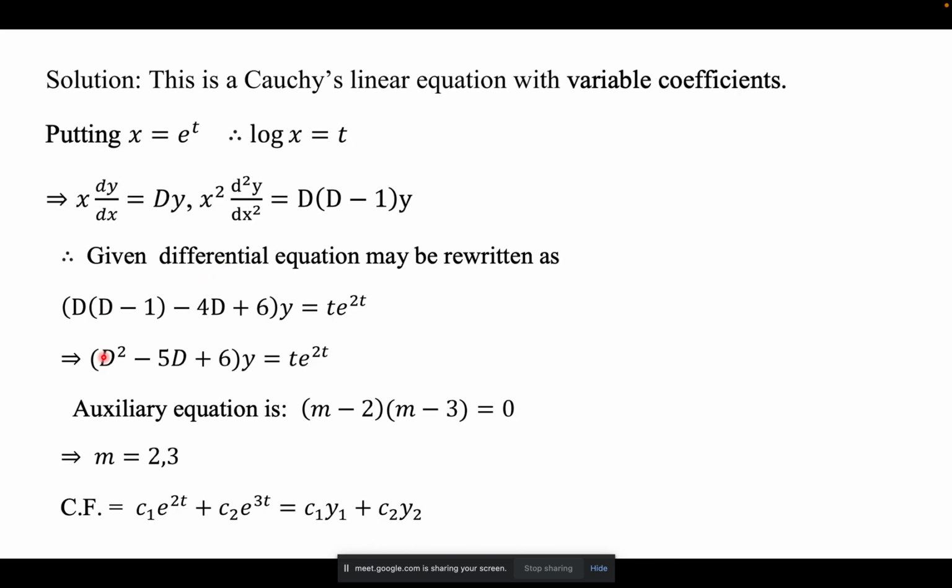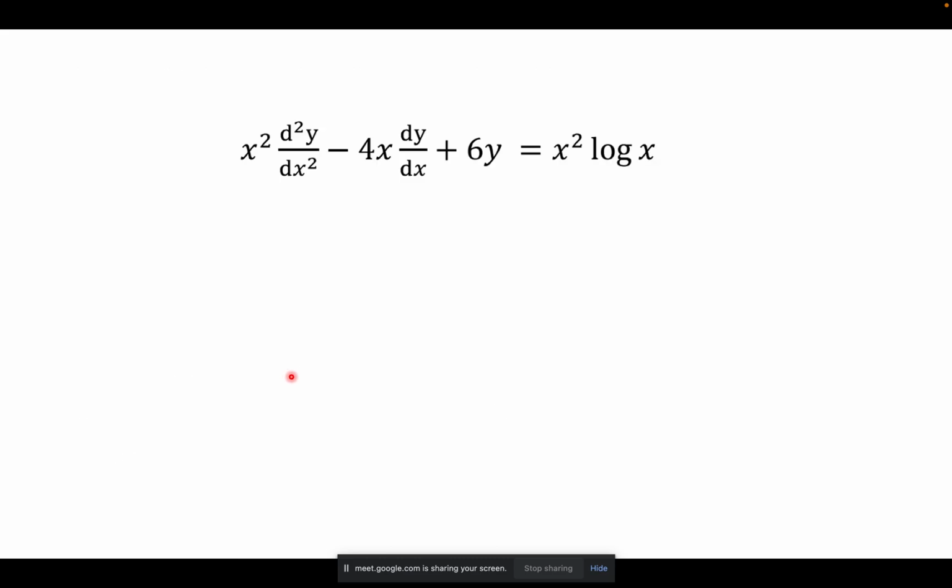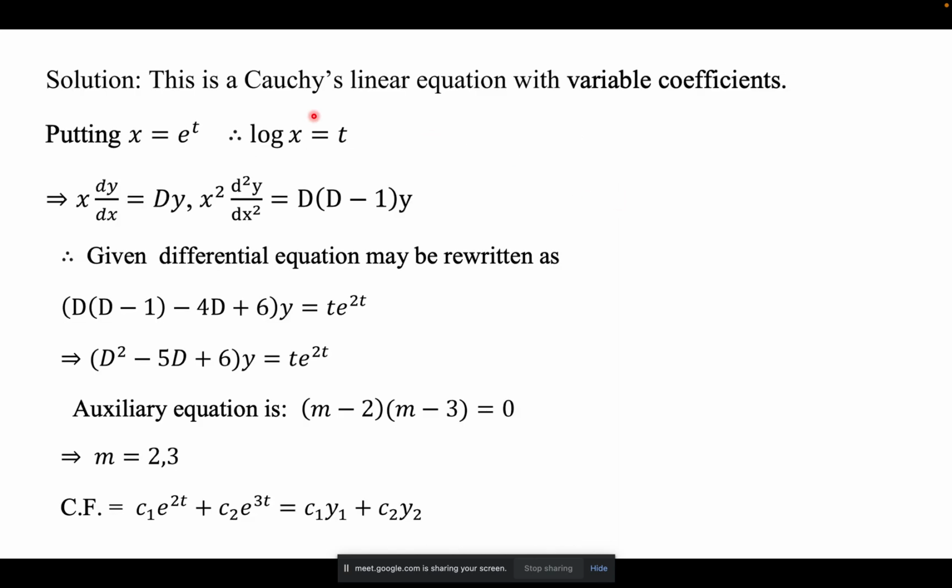and then you have plus 6y, so y is taken outside, so you are left with (D² minus 5D plus 6) times y equal to, on the right hand side, x squared log x. So x squared log x will be e^(2t) times t, because you replace x by e^t, so you need to do the same substitution on the right hand side also. So now you are left with this equation, and now it's very easy.